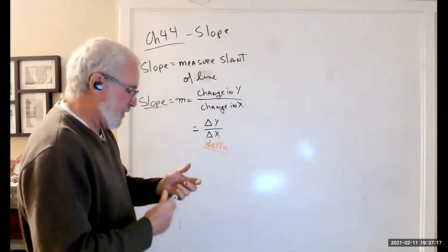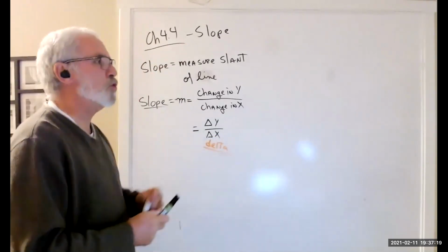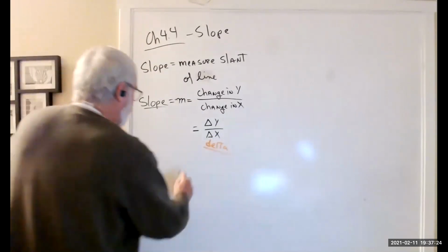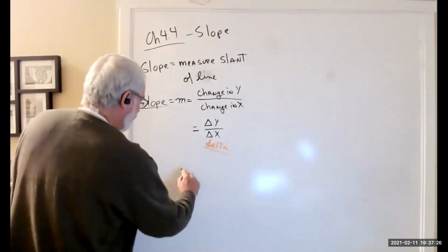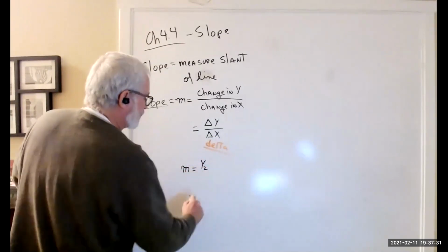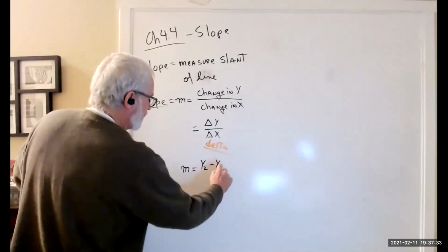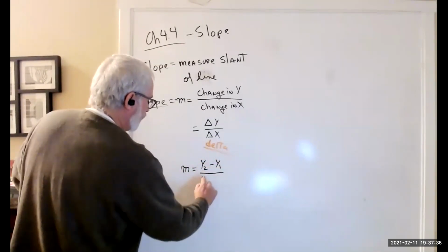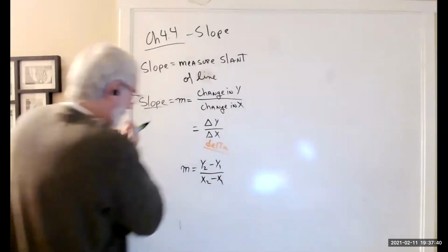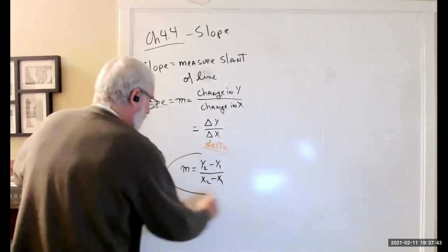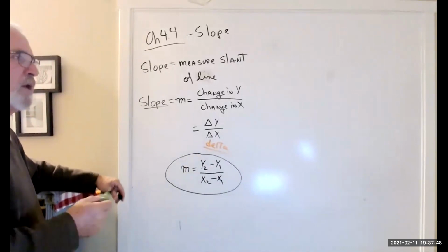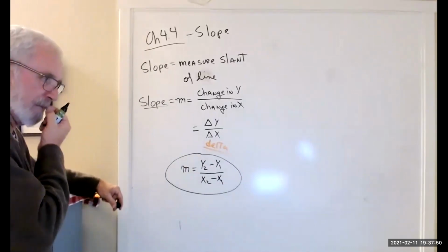Okay. And there's a formula that you do need to memorize. The formula for slope is m equals, now don't get panicky, y sub 2 minus y sub 1 over x sub 2 minus x sub 1. That's the formula you need to memorize. And I'm going to show you what it means and how we do it in a second.